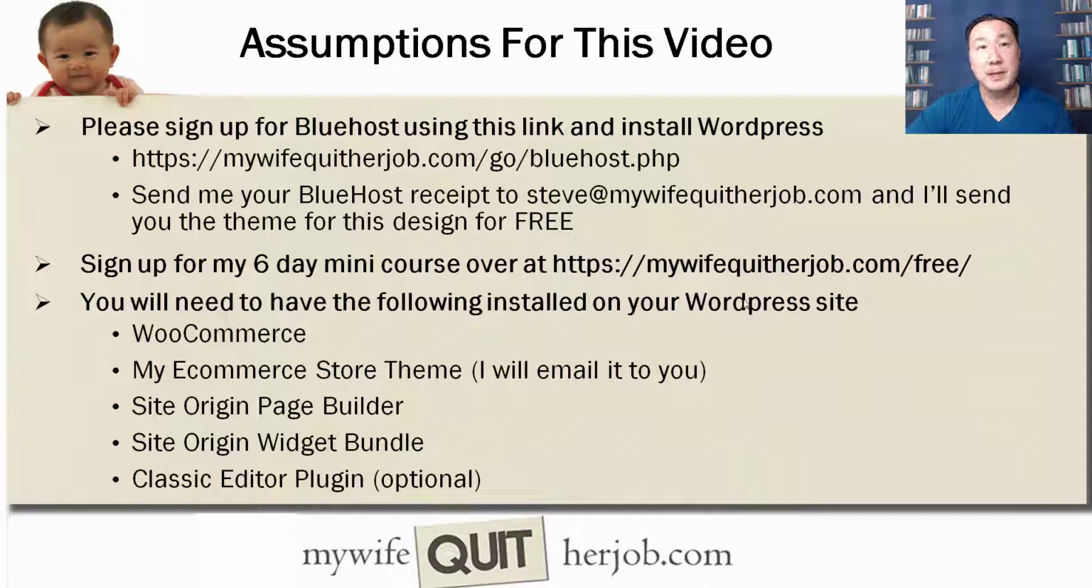Now you're going to need to have all the following installed on your WordPress site, and I'll walk you through this step by step. But you're going to need the WooCommerce plugin. You're going to need my e-commerce store theme, which I will email to you once you sign up for Bluehost using my link. You will need the Site Origin Page Builder, the Site Origin Widget Bundle, and the Classic Editor plugin. And all of these things are 100% free. All right, so with that in mind and what you need to do, let's start the tutorial.